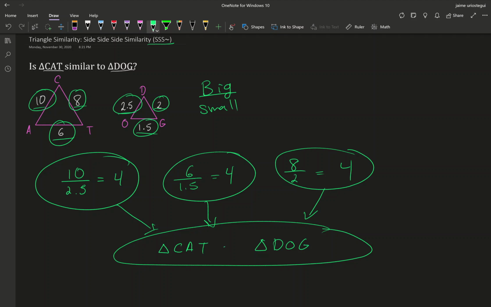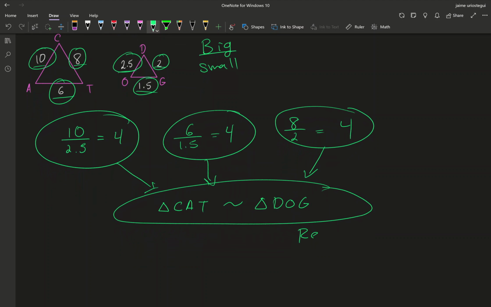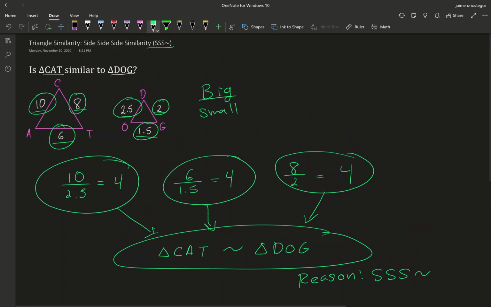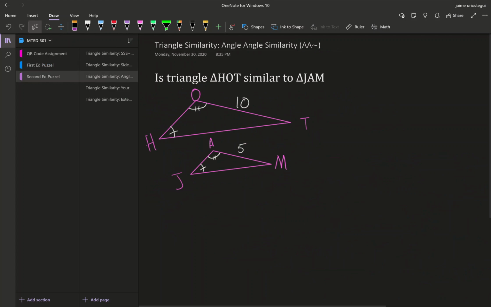We're going to put a little similar sign here. If it wasn't similar, we put a slash through it or something. We would say not similar. But they're similar, so we just put the little squiggly line. Remember, this little squiggly line here means similar. And down here, for good practice, I want you guys to write reason and then put your reason. So my reason here is SSS similarity. So that's how you do side, side, side similarity.